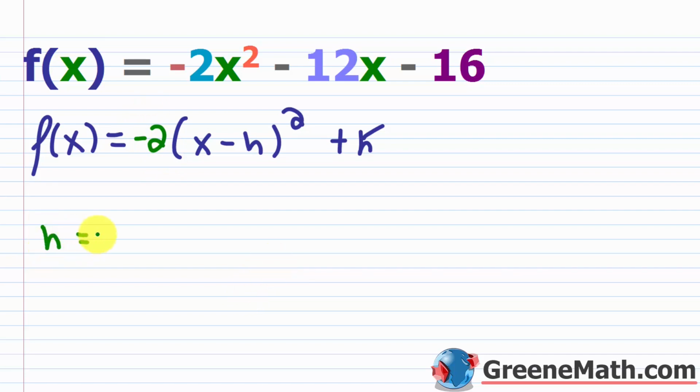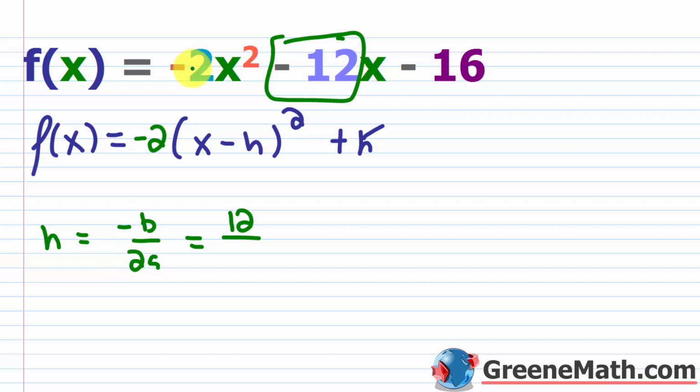We already know that h is what? It's negative b over 2a. So what's b? b is negative 12. So the negative of negative 12 is 12. Over 2 times negative 2, which is negative 4. So this is going to be negative 3. Okay, so again, minus a negative 3 is plus 3. So you can put plus 3 in there if you want. But remember, when you write the vertex, when you say this is the vertex, you've got to put it in as negative 3. So negative 3.